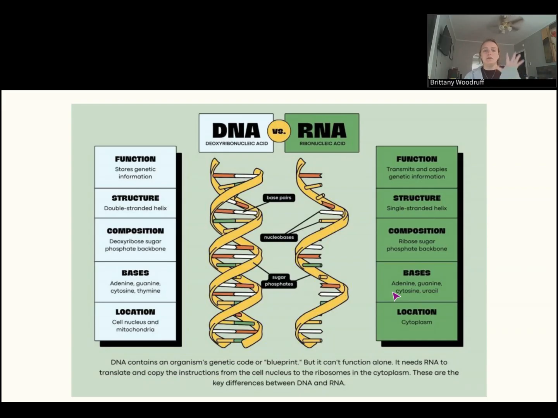And lastly, just know that DNA is found in the nucleus. Do not worry about knowing that it's found in mitochondria. That's a whole other thing. So DNA is going to be found in your nucleus. In the analogy, the nucleus is your library, right? So DNA is found in your nucleus. RNA is going to be found in your cytoplasm.